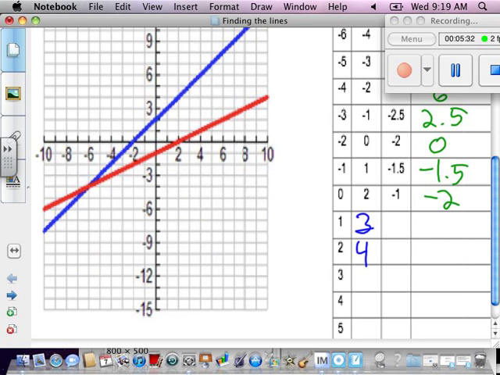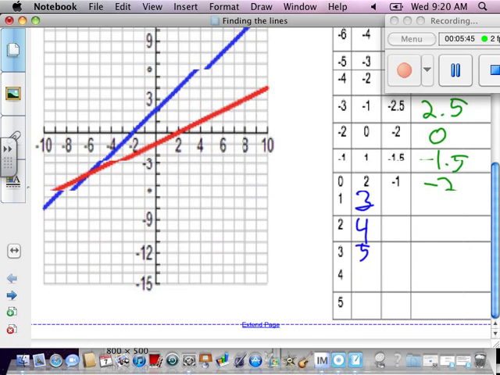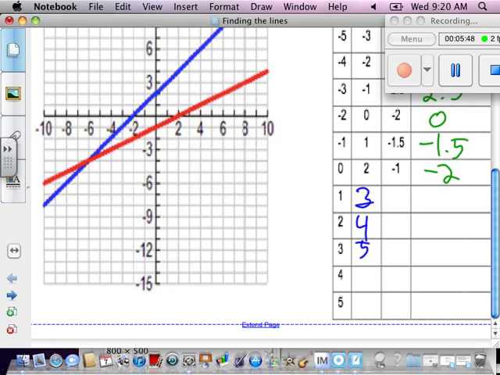Okay, let's keep going. What would the next one be? 3 times 1. What's 3 times 1? 3. Plus 2. 5. Okay. Actually, it's 5, 6, 7. Do you guys see the pattern? It's going up by 1 each time?